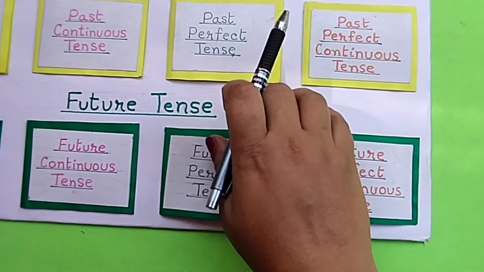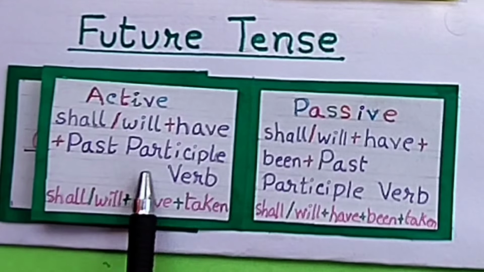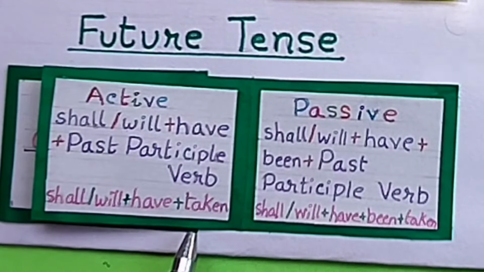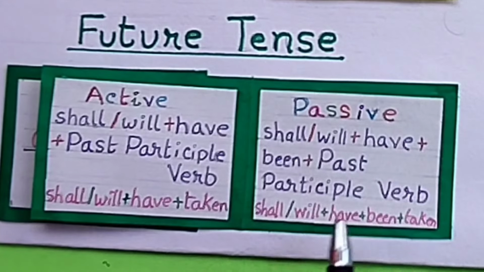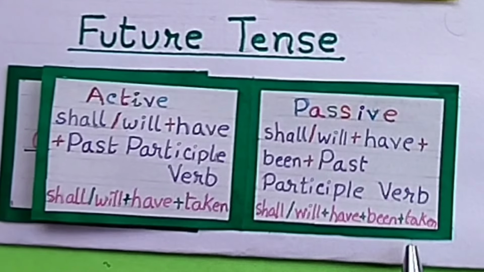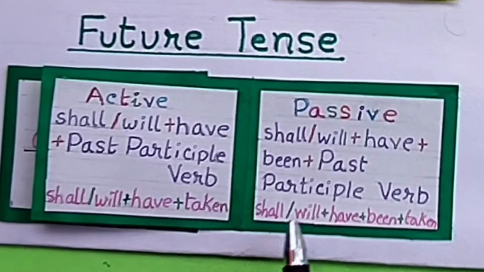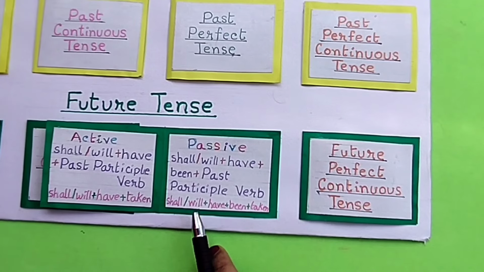Future perfect tense. Active voice: shall or will plus have plus past participle form of verb. Shall or will plus have plus taken. Passive voice: shall or will plus have plus been plus past participle form of verb. Shall or will plus have plus been plus taken. Example of active voice: Bunty will have played football. Example of passive voice: football will have been played by Bunty.